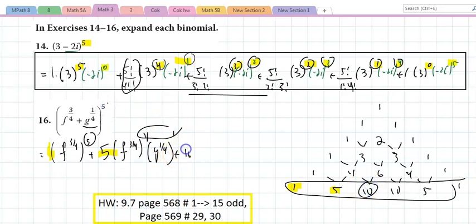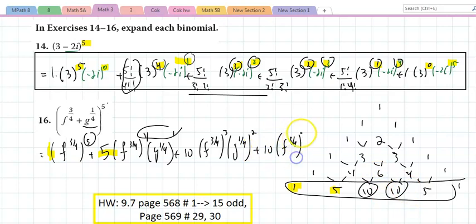Then a 10, f to the 3/4 raised to the 3rd. That means g to the 1/4 is raised to the 2nd, plus a 10, f to the 3/4 is raised to the 2nd. That means g to the 1/4 is raised to the 1st. And I really don't need those right here. I just need that bottom row.